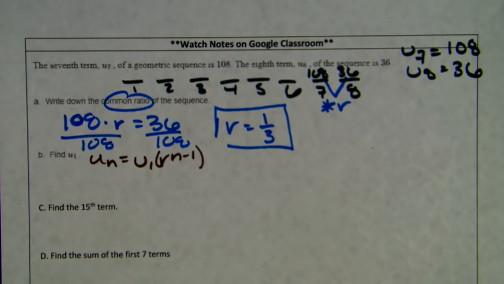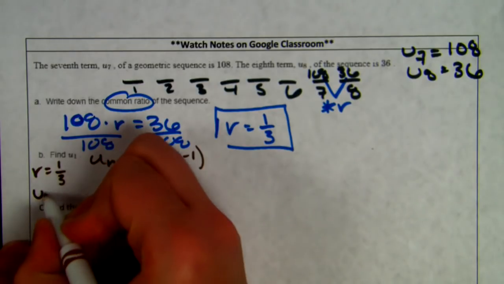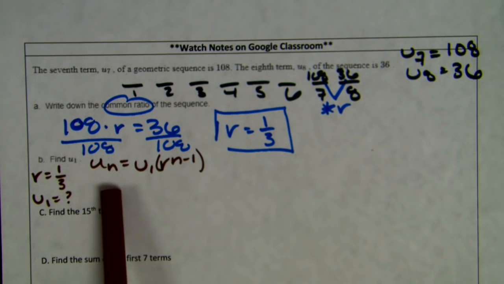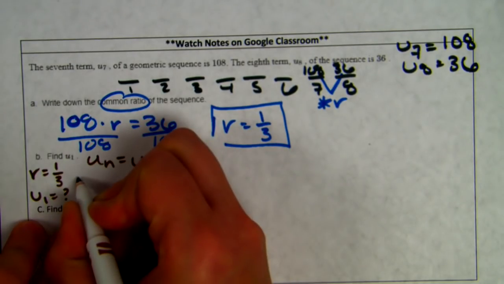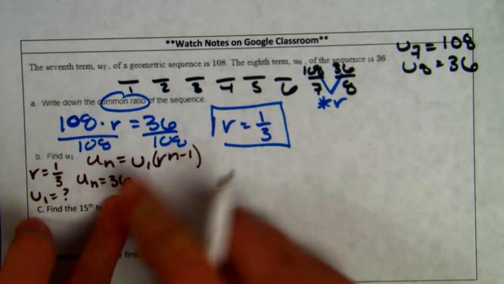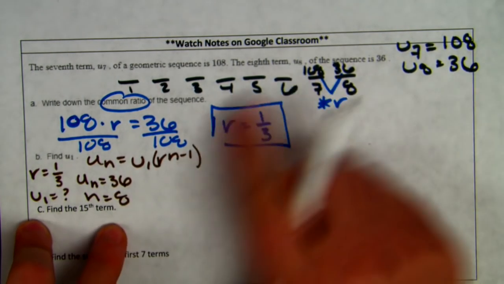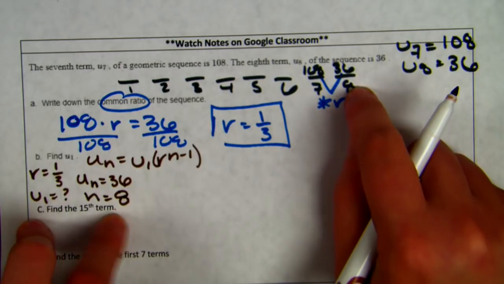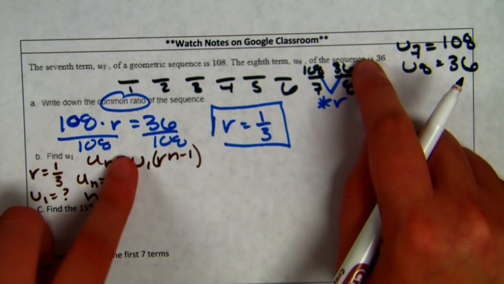I'm going to fill in what I know. I know that r is going to equal 1/3 because I just solved for that above. I do not know what my first term is, right? I have no idea. Do I know what un is? Well, they give me two right away. If I say that un is equal to 36, what does n have to equal? 8, right? Because I know that the 8th term, that's an 8. I know it's kind of hard to tell. This is an 8. So the 8th term is 36. I can use the fact that n equals 8 and the nth term equals 36 and solve this way.